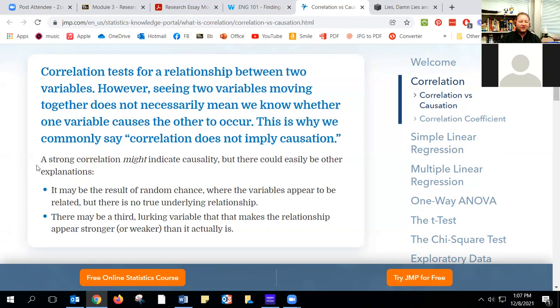Because strong correlation might indicate causality or the causation, but there could be other explanations. It might be the result of random chance where the variables appear to be related, but there's no true underlying relationship. They just really seem to come together in pairs. There may be a third lurking variable. Remember, it's not that you're tired, you're failing. It's the partying that makes you tired, that makes you fail, right? So it changes the relationship, right?